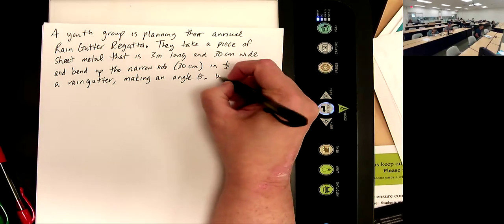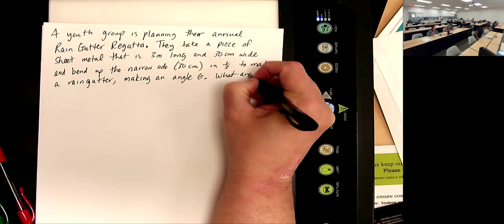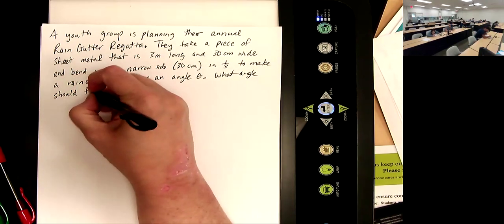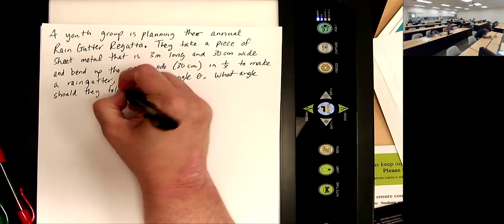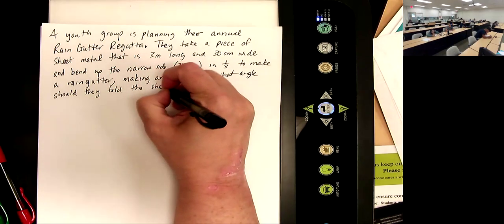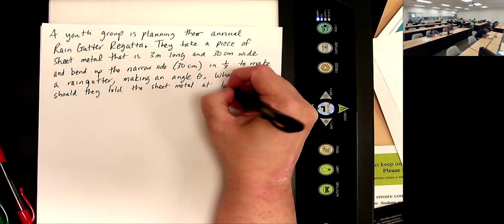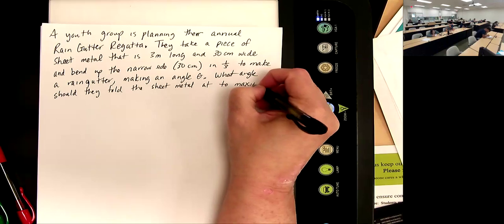So, what angle should they fold the sheet metal at to maximize volume?